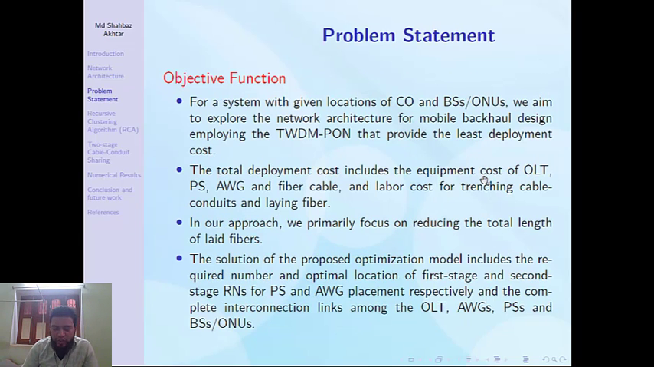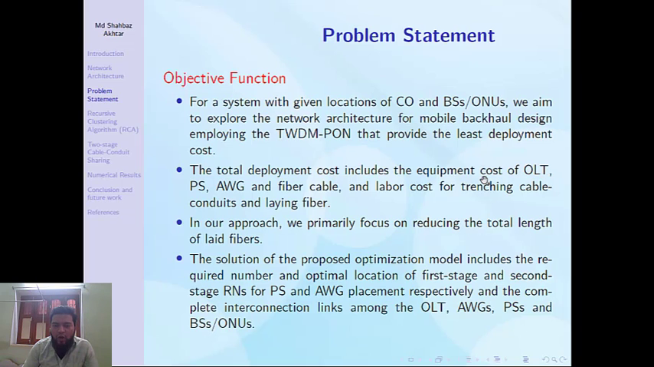What is the objective function? We are provided with the location of the central office where we will put the OLT, and the locations of the base stations, and now we have to decide the architecture we deploy in between. Our main objective is to reduce the deployment cost as much as possible. For reducing the deployment cost, we have to reduce the total length of deployed fiber.